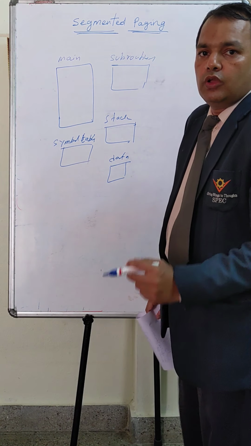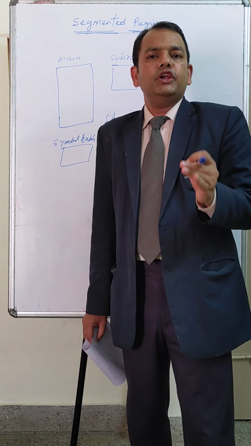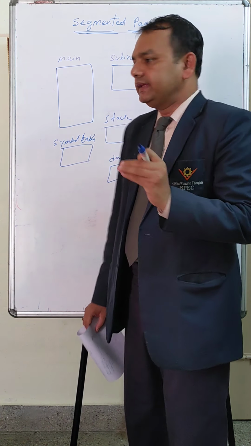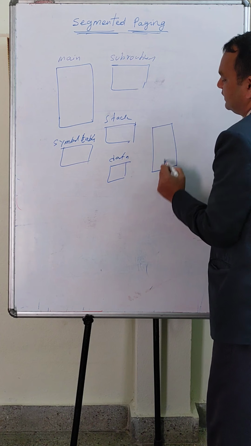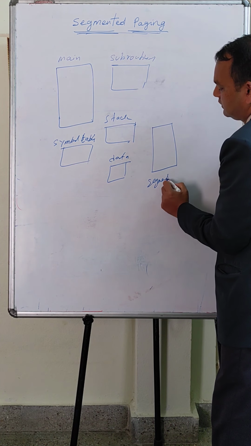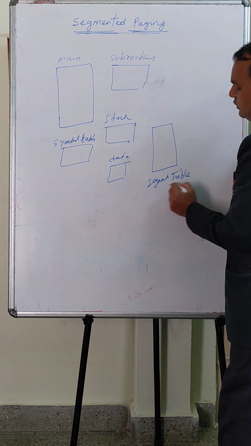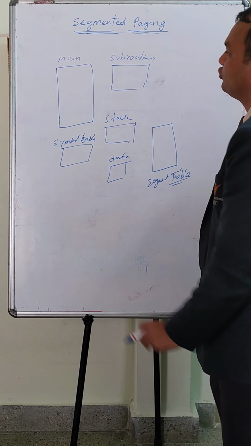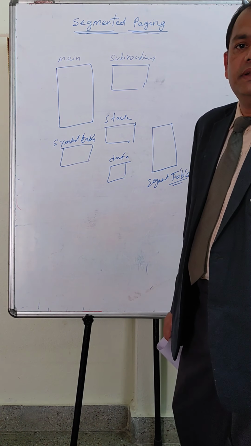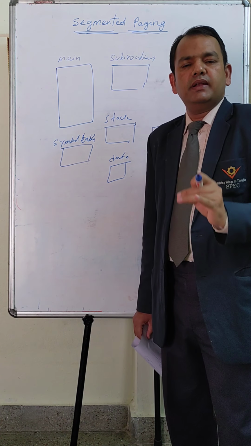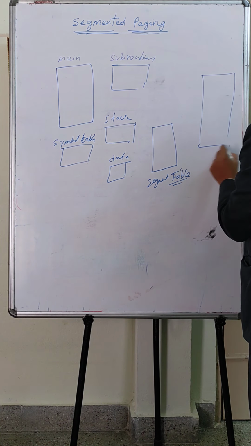Okay. Now using segmented paging, we are going to have a segment table. I am giving an outline of the segment table. The job of the segment table is to store the base address and limit of all these segments, that is, where each segment is stored in main memory.